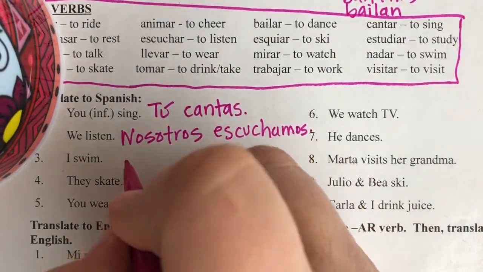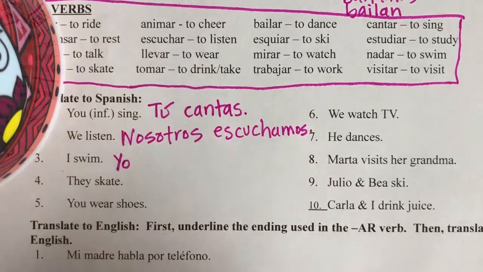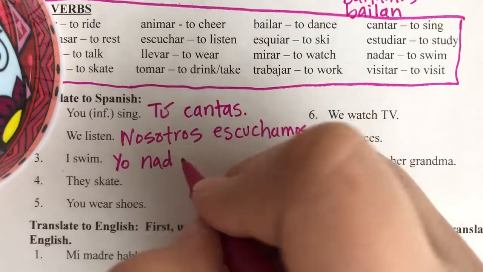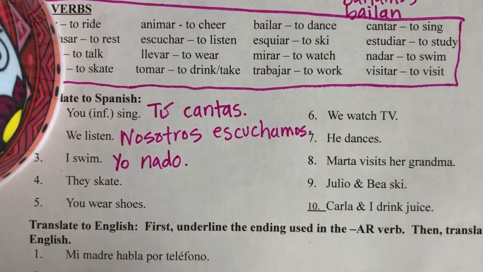Number 3, I swim. So if you look up here, it's nadar. First of all, I is yo. So you take off the AR and we're left with nad. You add the O ending, yo nado.